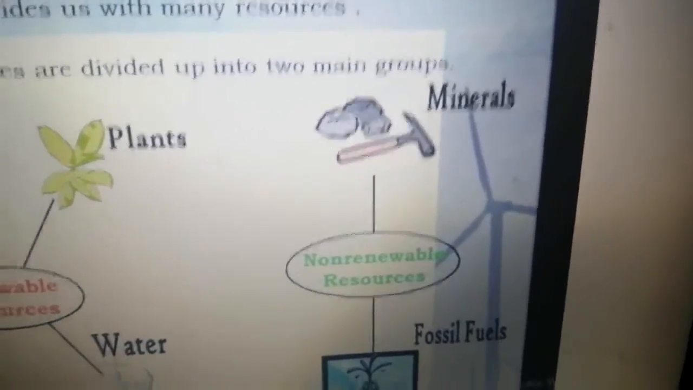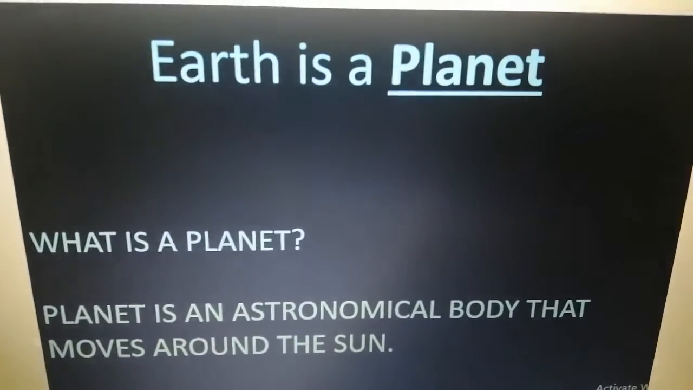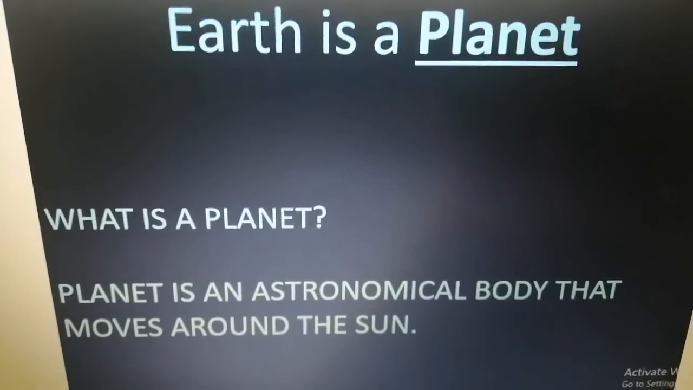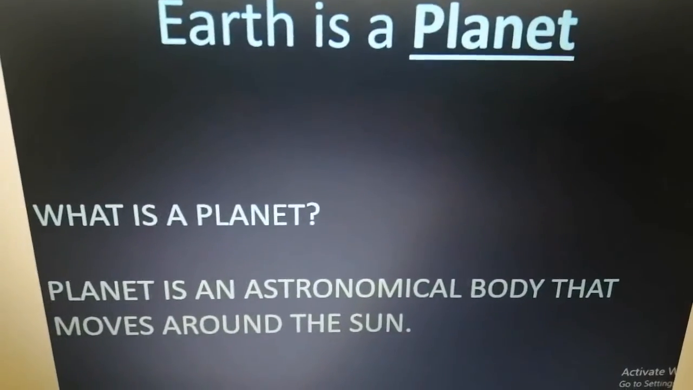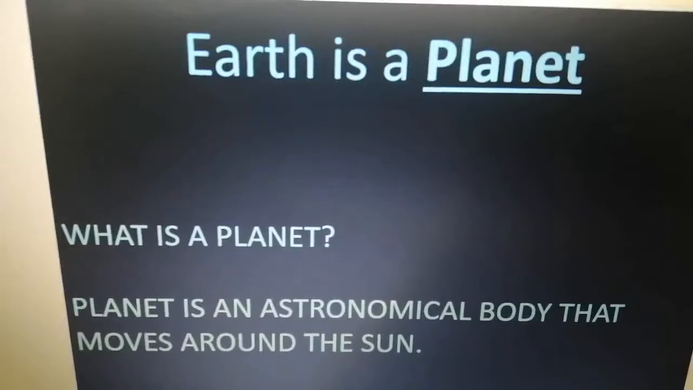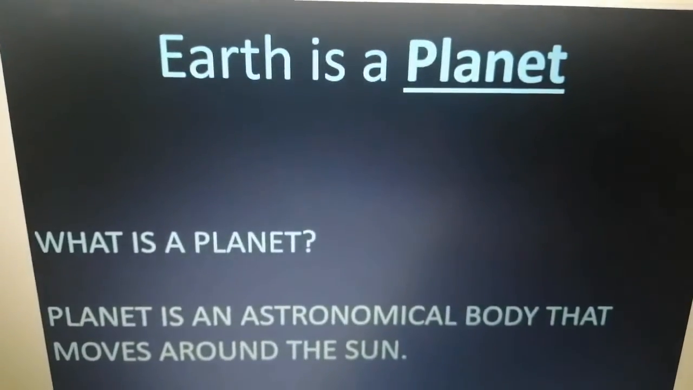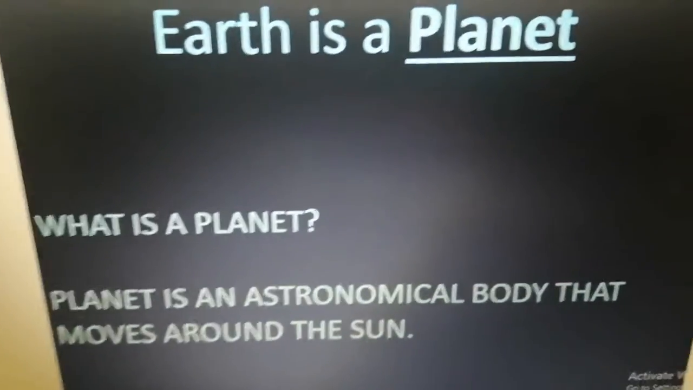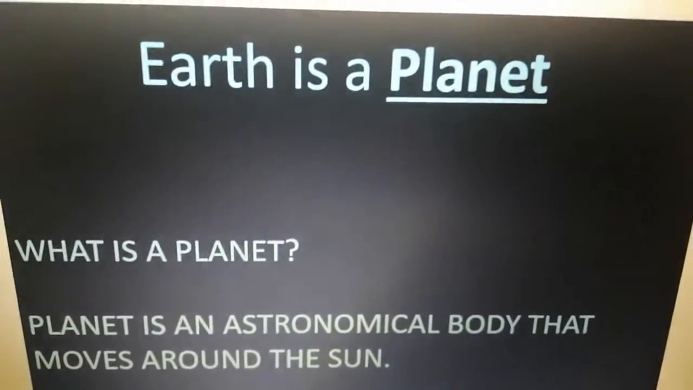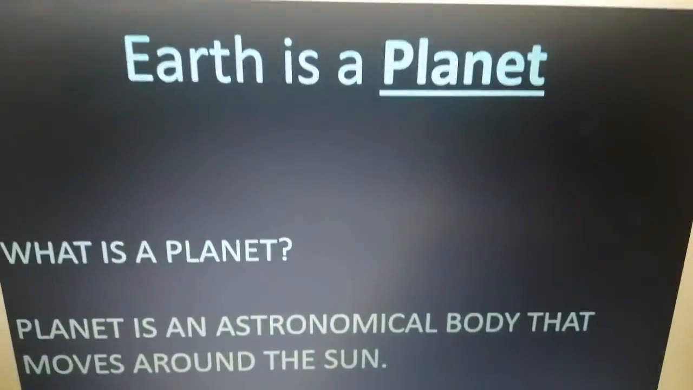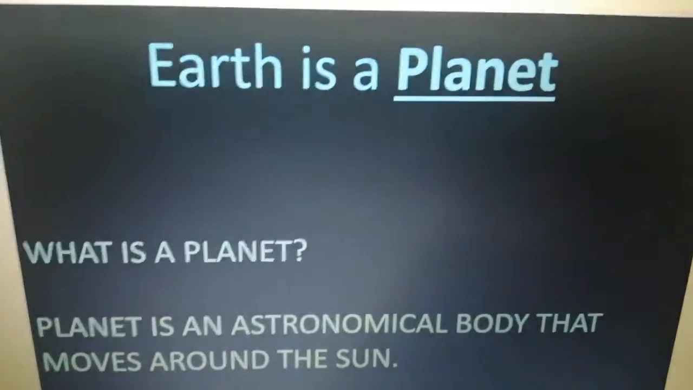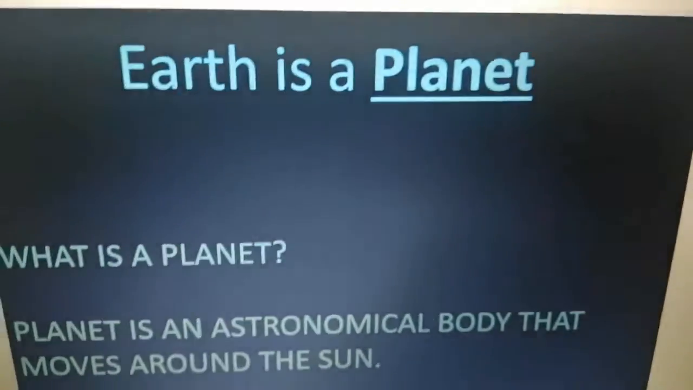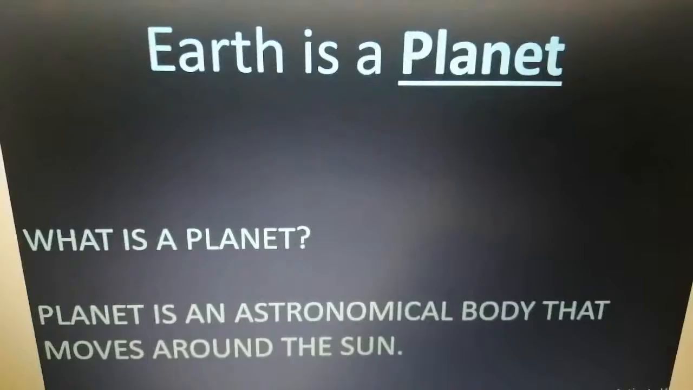and then we can use it to cook food. Now, Earth, apart from being our home, is also a planet. So, what is a planet? A planet is an astronomical body that moves around the sun. Now we have come across a new term over here, that is astronomical body. So, what is an astronomical body? Any natural body occurring out of the Earth's atmosphere is known as an astronomical body.